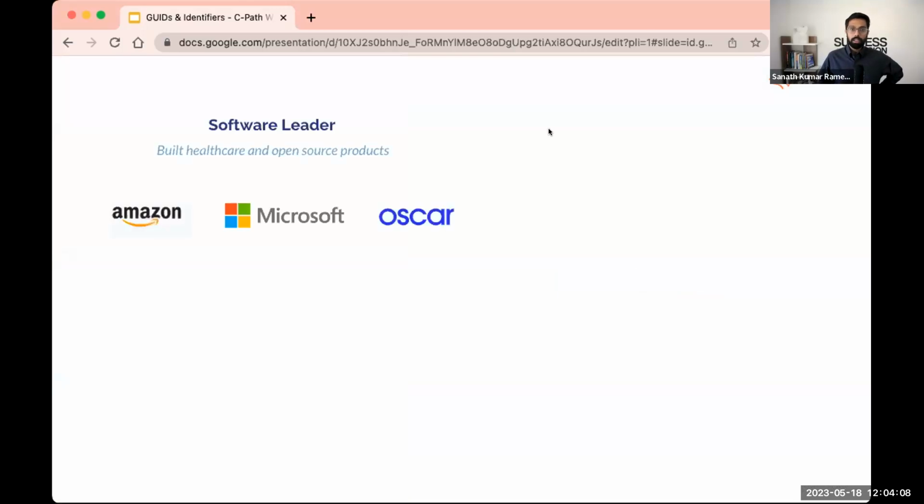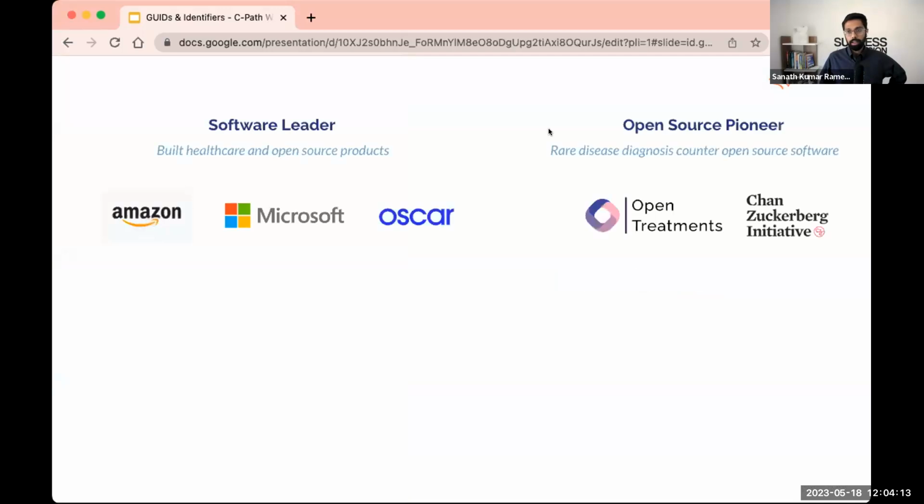My background started in the tech industry. I am a software leader building healthcare and open source products. I started another nonprofit organization called the Open Treatments Foundation, specifically focused on using software to make a difference in the rare disease space. We are building an open source rare disease diagnosis counter, which was funded and supported by the Chan Zuckerberg Initiative. And I'm using that experience to break the data silos in rare diseases through my current company, CuresDev.